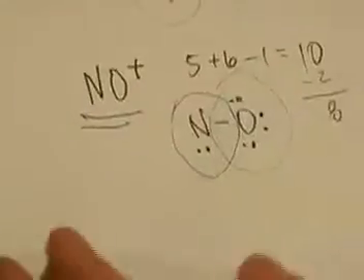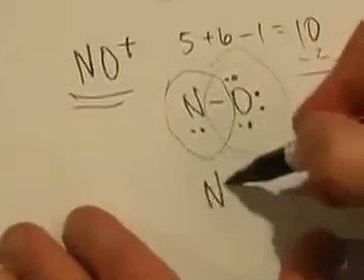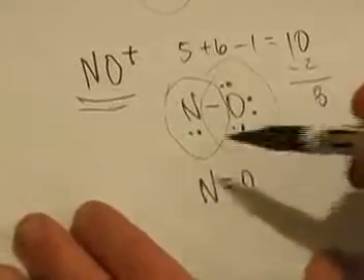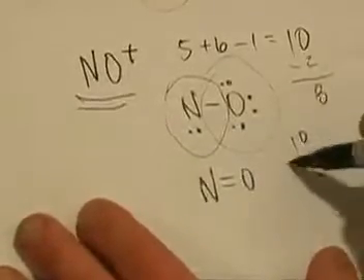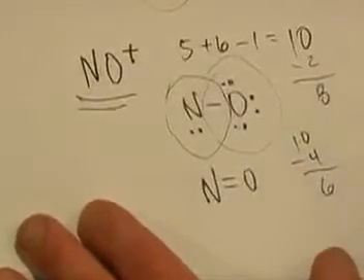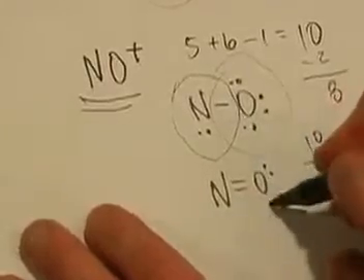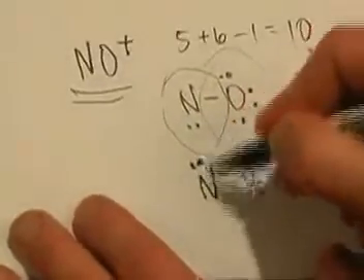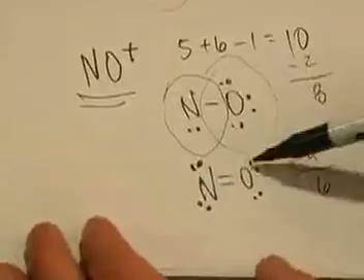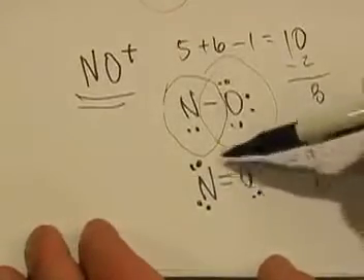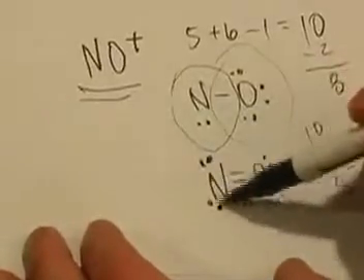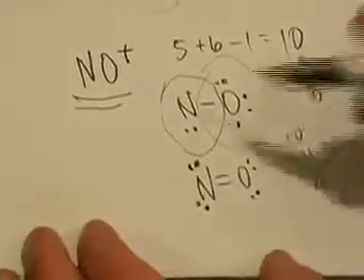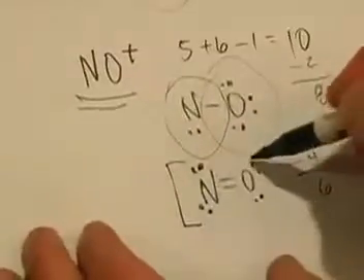Well, let's try that. Let's start over again. N double bond O. This takes up 4 electrons. Remember, I started with 10. Take away 4, I've got 6 remaining. 2, 4, 6, 8 electrons around oxygen. 2, 4, 6, 8 electrons around nitrogen. Hey, it looks like it's going to work.